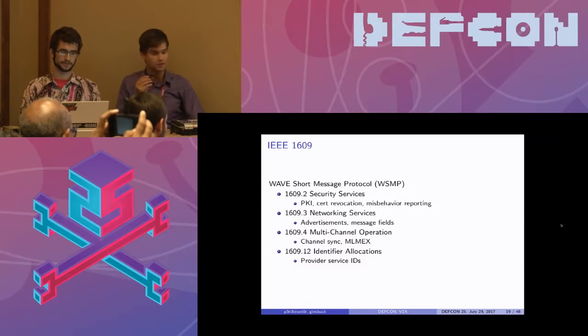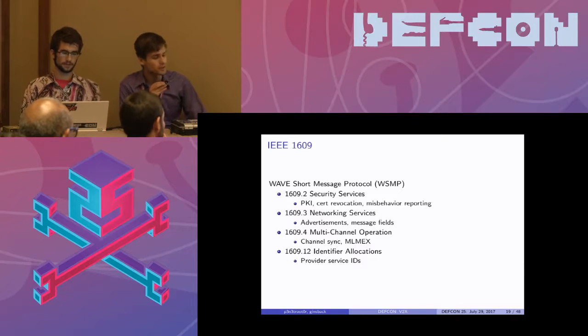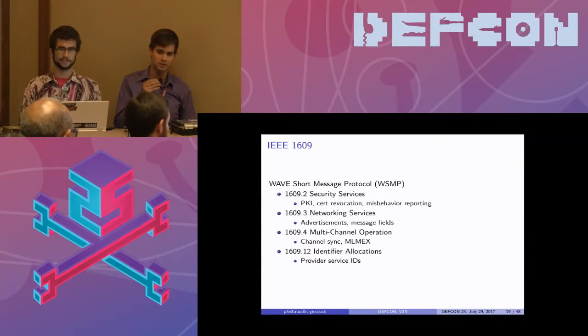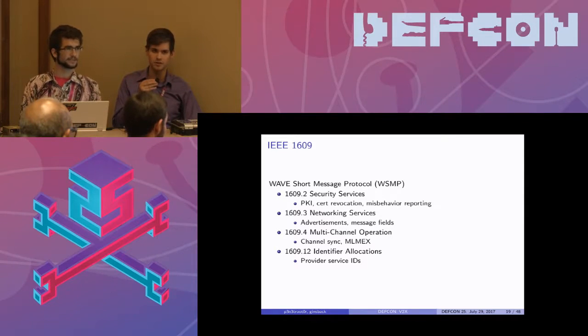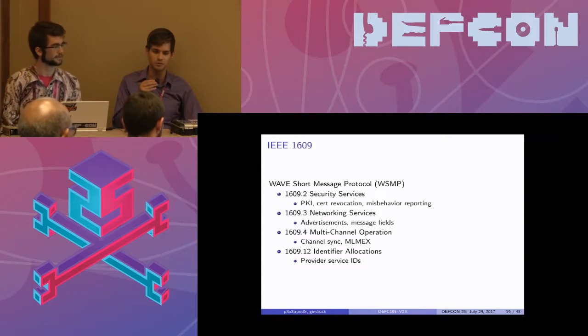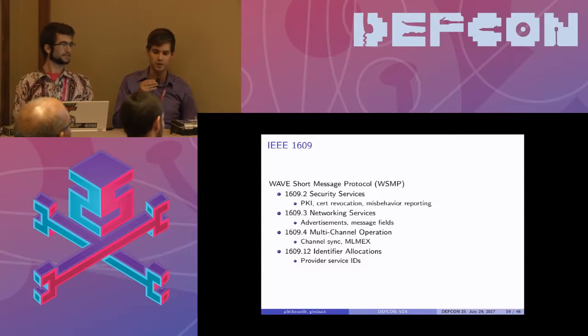All right, moving on to 1609. We have the definitions for the security services in point 2, and the networking services and the message encoding dictionaries in point 3. Point 4 is the multi-channel operation, and point 12, I believe, is the identifier allocations for provider service IDs, which are unique strings issued by IEEE to identify particular service types.